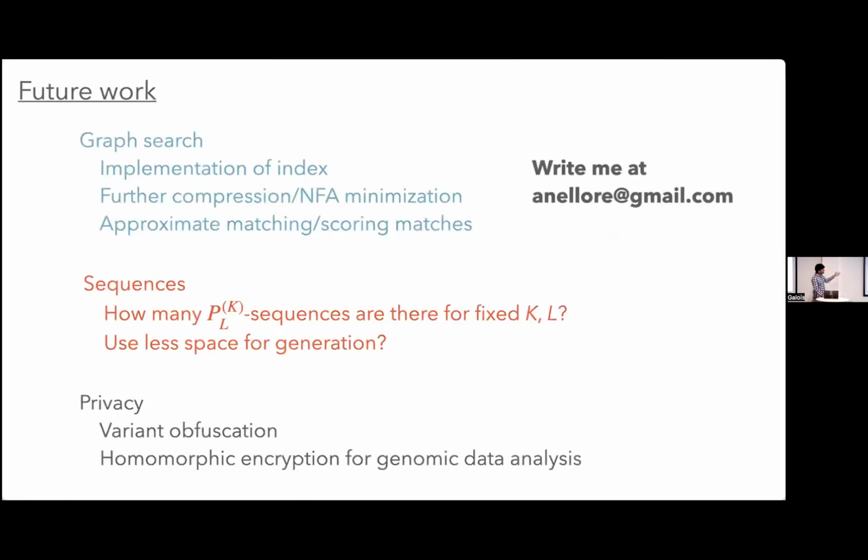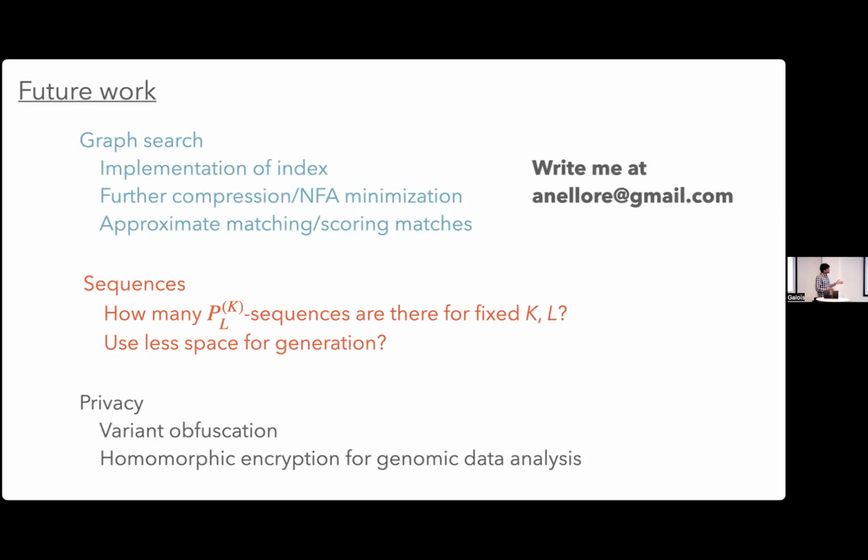There are a lot of directions in which this work can be taken. On the graph search side, an implementation of the index would greatly benefit from more compression strategies. This could include ordering and compressing rows of the matrix representing the nth, but we can also think about merging different paths in the original graph. Graphs themselves provide a means for compression, essentially the problem of NFA minimization.